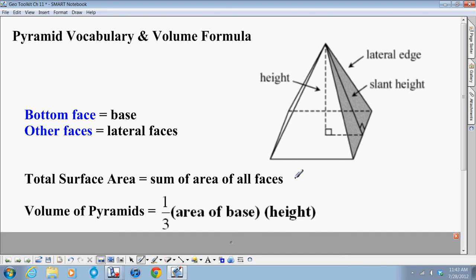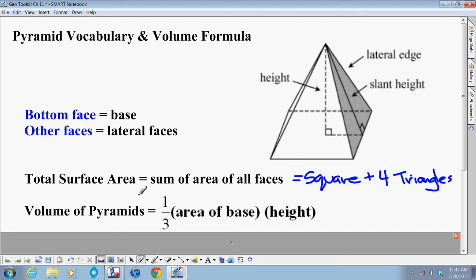So in this case here, basically what we have is, on the bottom we have a square, and along the sides we have 4 congruent triangles. So I'm going to write 4 triangles. So if we can find the area of that square and the area of one of the triangles and multiply by 4 because they're all the same size, we would know the total surface area.